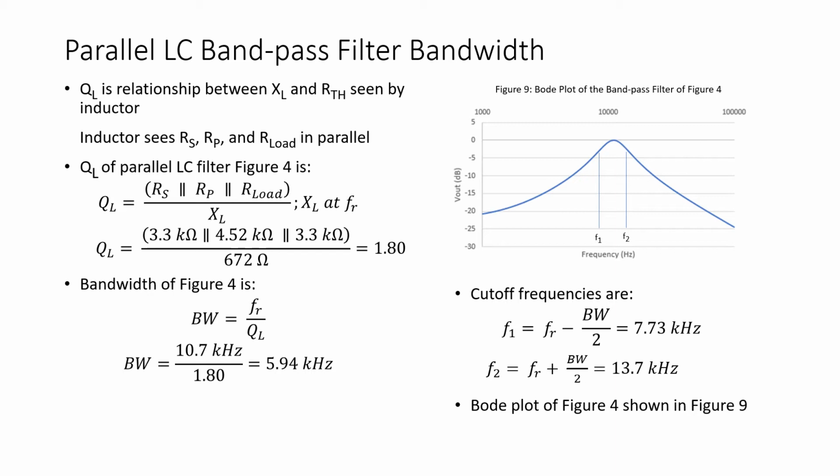The bandwidth of the circuit of figure 4 is 5.94 kilohertz, as shown. The bandwidth is the resonant frequency divided by the Q factor of the filter. With the bandwidth, we can now calculate the cutoff frequencies of the filter. The lower cutoff frequency is 7.73 kilohertz, and the upper cutoff frequency is 13.7 kilohertz. And the Bode plot for the bandpass filter of figure 8 is shown in figure 9.